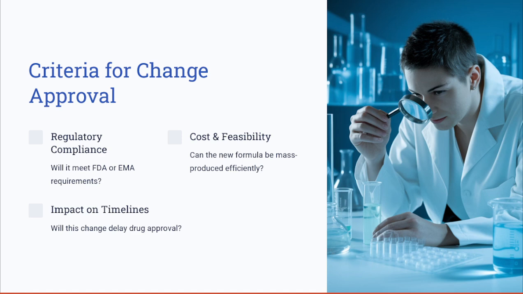Let's take an example: a pharmaceutical research and development project. A proposal to change a drug formulation must first be evaluated for regulatory compliance. Will it meet the FDA or EMA requirements? Then cost and feasibility: can this formula be mass produced efficiently? And impact on timelines: will this change delay the drug approval, for example? If the change enhances the drug efficacy without regulatory hurdles or excessive costs, it gets approved.